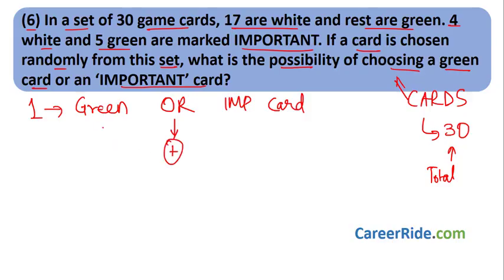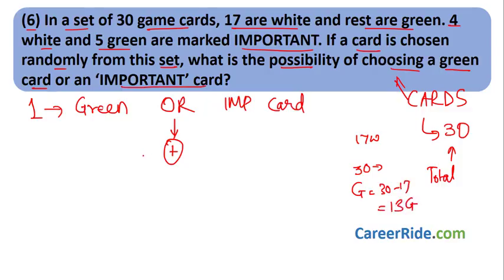Plus sign. Now what is the probability of choosing a green card? How many green cards are there in total? There are 17 white, total cards are 30. So how many green cards are there? 30 minus 17 equal to 13 green cards.